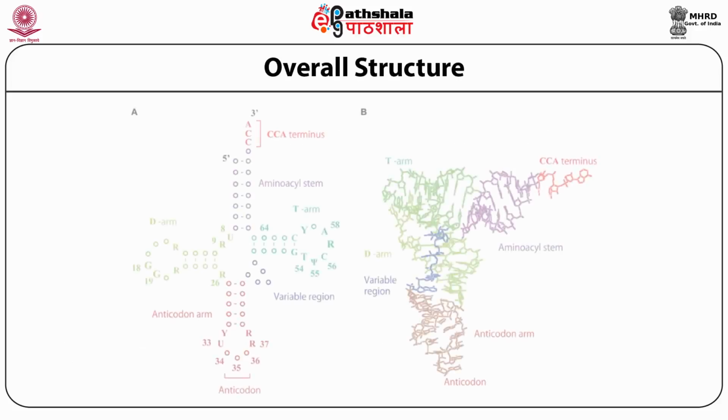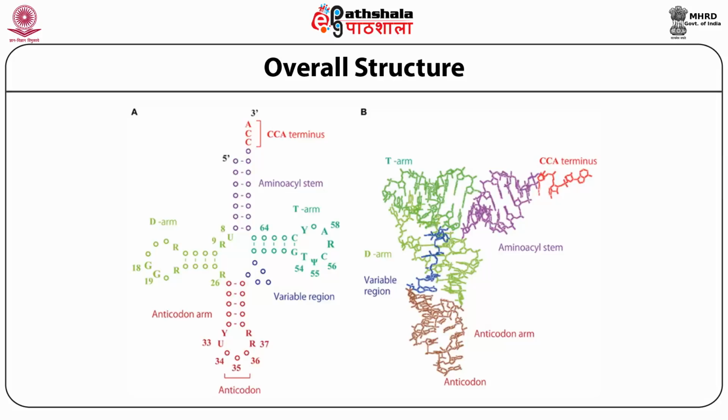We show in this picture the clover leaf model of the sequence of tRNA, and side by side we show the 3D structure. We'll describe it in details in next couple of slides, but you can have a general look that this is CCA terminus, variable loop, anticodon arm, anticodon loop, D arm, D loop, and aminoacyl stem. And the same is shown here: aminoacyl stem, anticodon arm, and variable region, D arm and T arm.